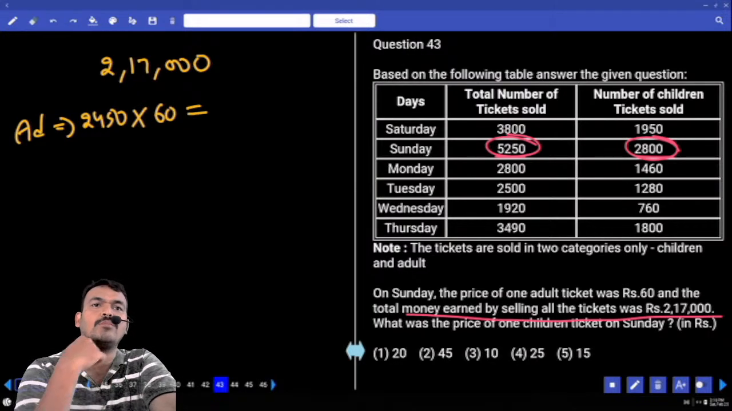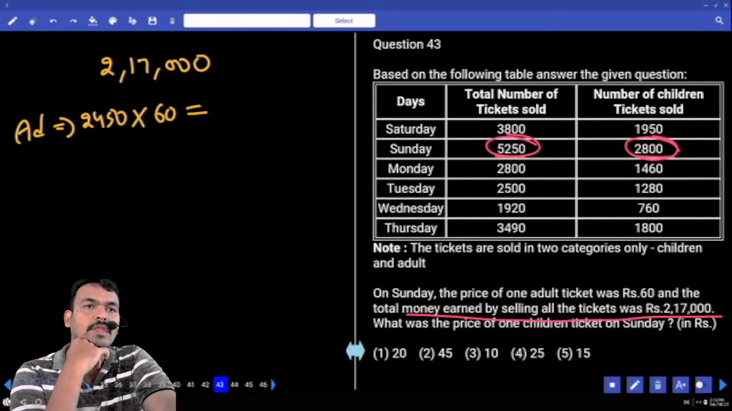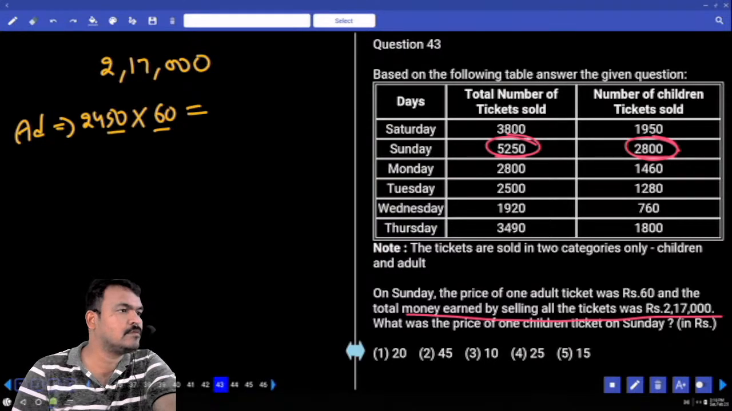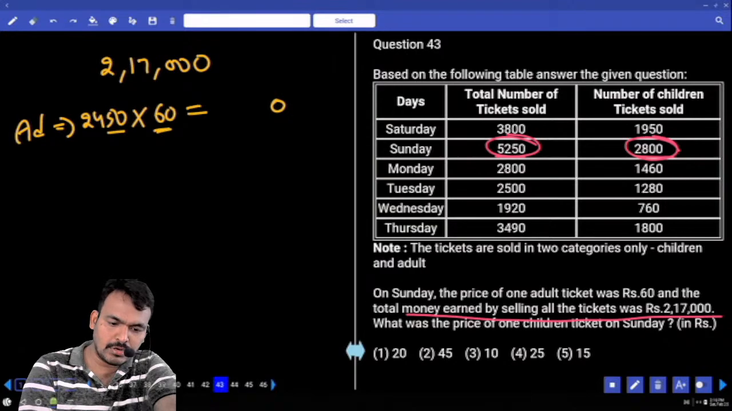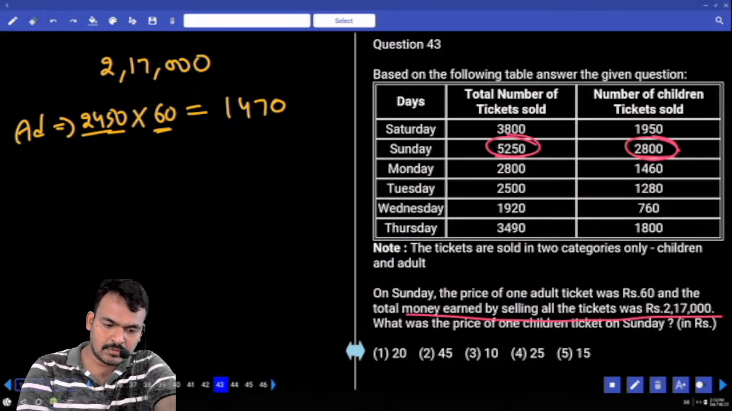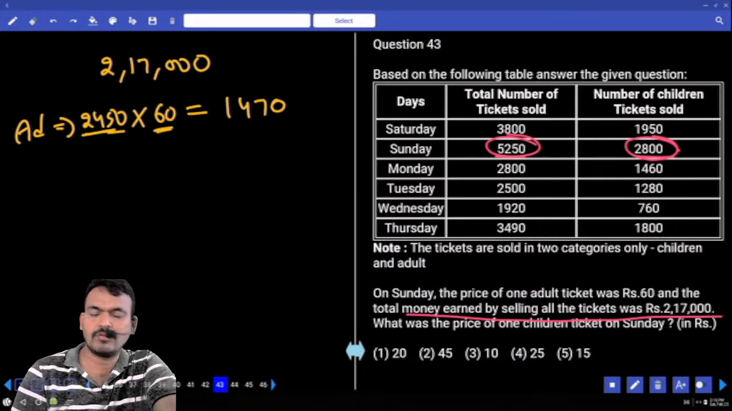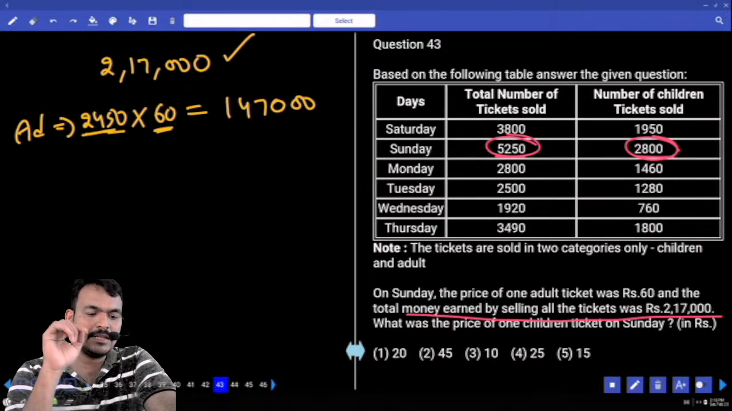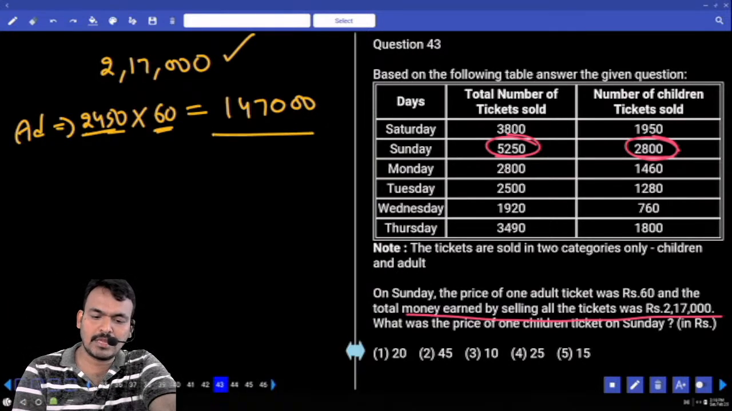We get which amount? The adult amount. First, 6 into 5 is 30. 0 written, 3 carried. And 6 into 4 is 24, plus 3 means 27. It is 245 into 6, 1470. How many zeros are extra? 2 zeros are there. Out of 2,17,000, the adult value is 1,47,000. What is the remaining amount? 70,000.